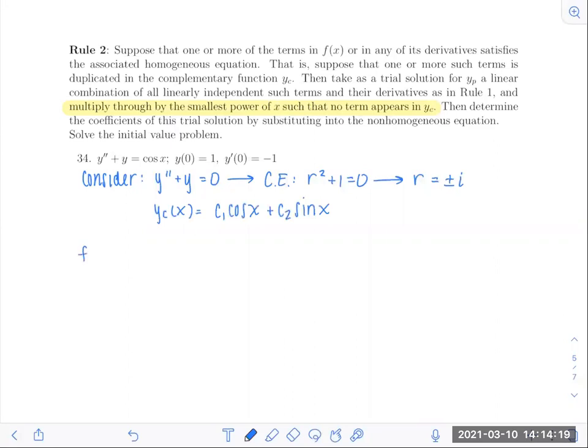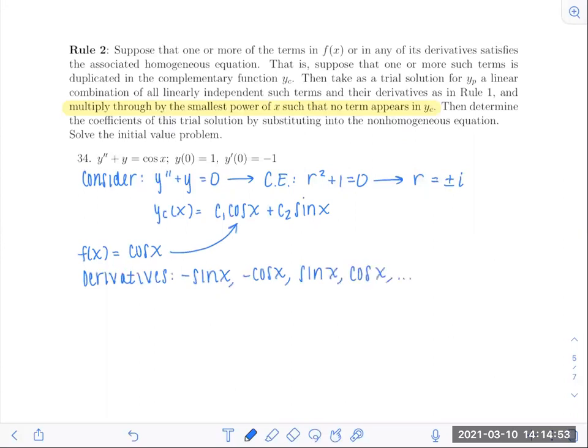Our f of x function is cosine, and already we can see that we definitely have duplication. Before I even compute the derivatives, I'm seeing duplication. If I look at the derivatives of f of x, I first get negative sine x, negative cosine x, positive sine x, positive cosine x, and so on and so forth.